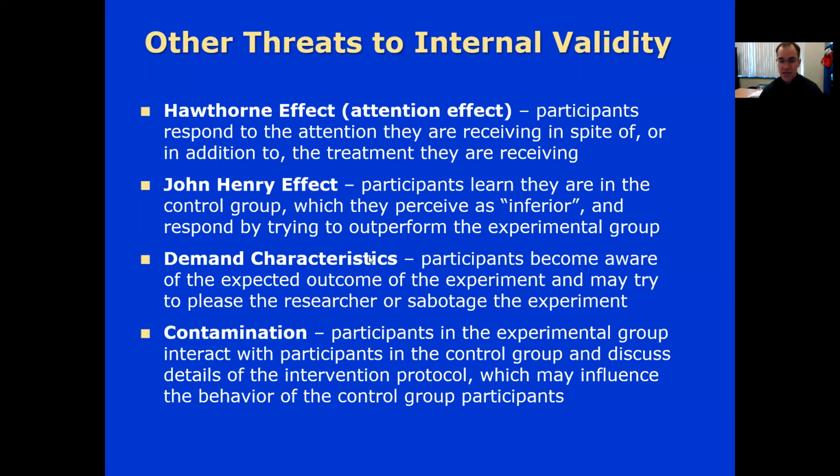The next is the John Henry effect. This is where participants learn that they are in a control group, which they perceive as, quote, inferior, and then they respond by trying to outperform the experimental group. So for example, let's say they're unaware at the beginning that they're in the control group, and so they get baseline testing, and then sometime throughout the study they learn that they're in the control group. In order to not feel, quote, inferior, at the end they go above and beyond what they normally would do in order to outperform, in their view, the experimental group.